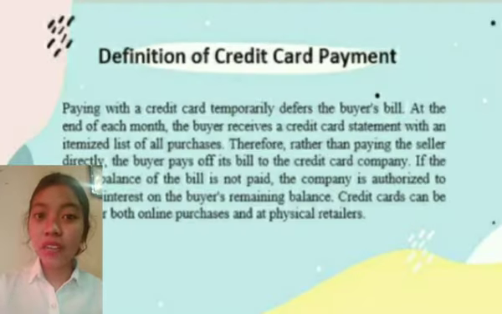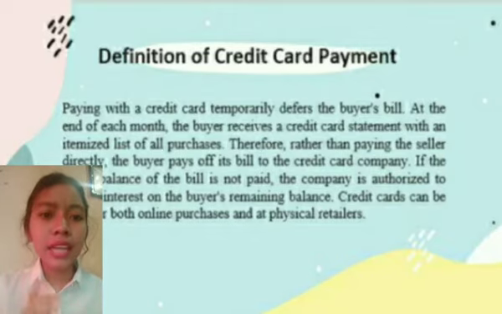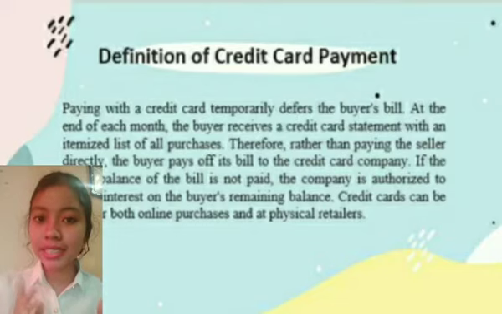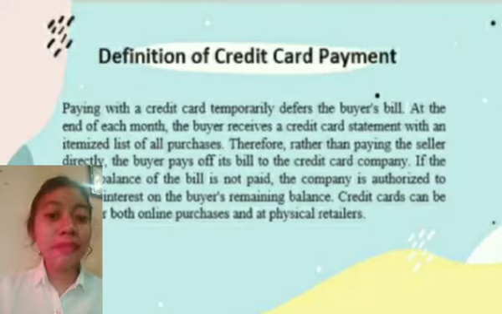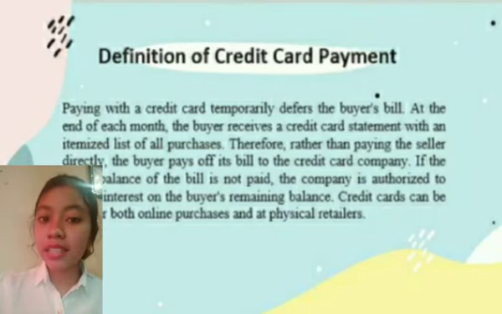Next, the definition of credit card payment. Paying with a credit card temporarily defers the buyer's bill. At the end of each month, the buyer receives a credit card statement with an itemized list of all purchases. Therefore, rather than paying the seller directly, the buyer pays off the bill to the credit card company. If the entire balance of the bill is not paid, the company is authorized to charge interest on the buyer's remaining balance. Credit cards can be used for both online purchases and at physical retailers.